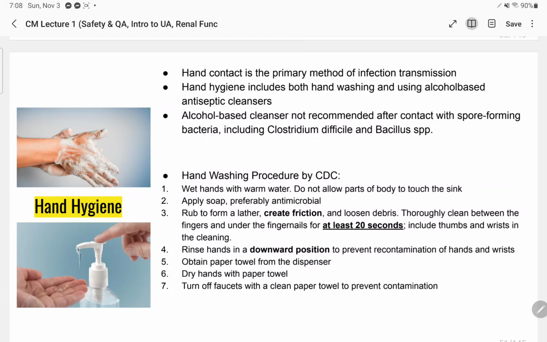And then take a paper towel from the dispenser, dry your hands with the paper towel, and then turn off the faucets with the clean paper towel so the faucet doesn't get dirty. Okay, so that is the procedure according to the CDC.